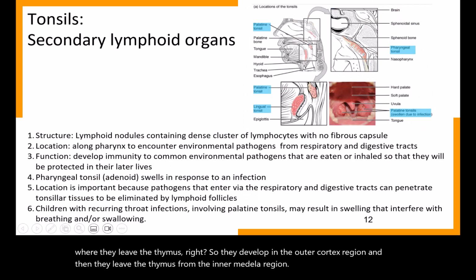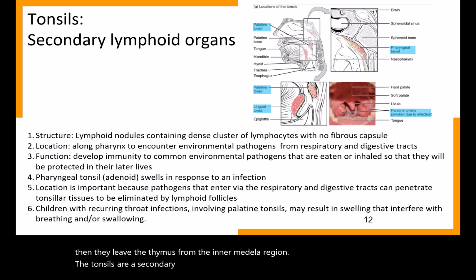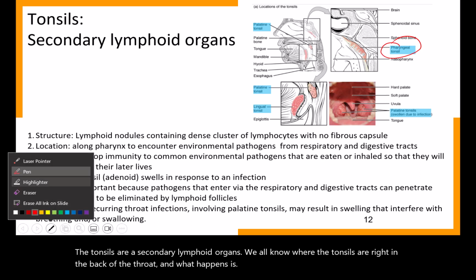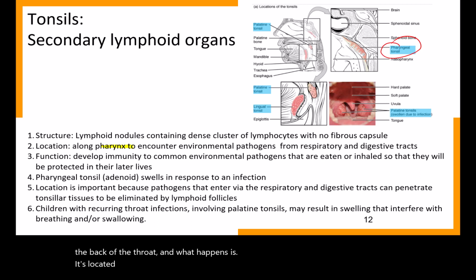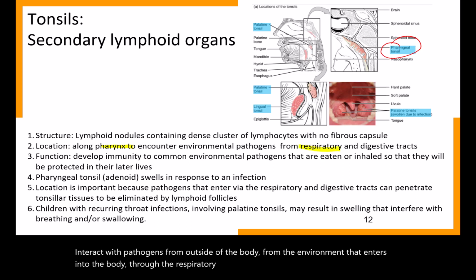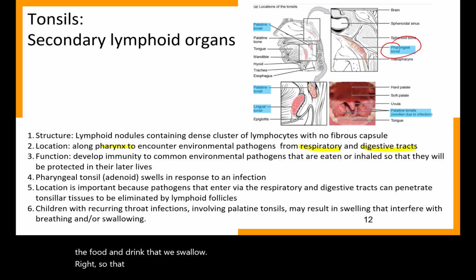The tonsils are secondary lymphoid organs. We all know where the tonsils are, right? Right in the back of the throat. They are located specifically along the pharynx so that they can interact with pathogens from outside of the body, from the environment, that enter the body through the respiratory tract, through the air we breathe in, or through the food and drink that we swallow, right? So the tonsils act as secondary lymphoid organs.